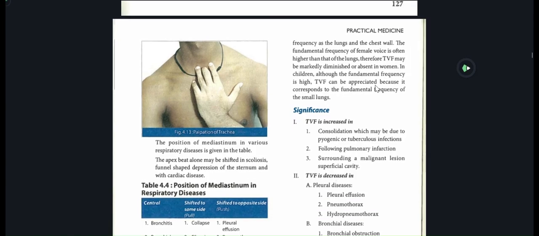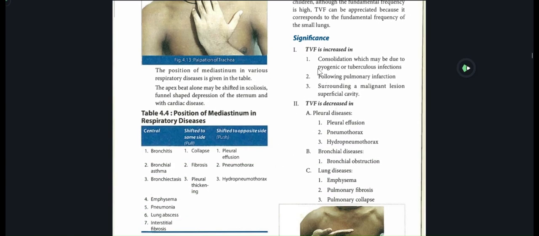So it is slightly decreased there, but TVF is increased in whom? In consolidation, any infarction, any malignant lesions. So anything which makes the lung more consolidated and able to transmit to the chest wall, the TVF increases. Whereas it decreases whenever there is some other medium between the chest wall and the lung. For example, if there is fluid altering the transmission of sounds, or there is air altering the transmission of sound, or if they're both altering the transmission of sound, or there is obstruction which is not allowing the sound to transmit, again air or fibrosis or collapse, where no vibrations are possible because there is no space in between the parenchyma. It's completely fibrosed, it's collapsed, or there is air again. Okay. So this is how.